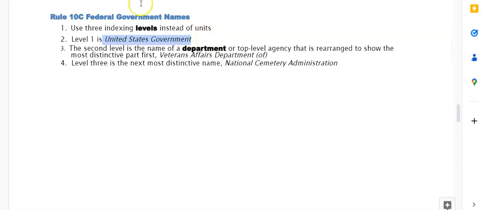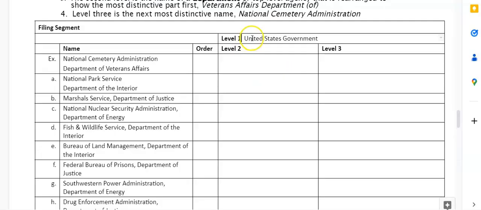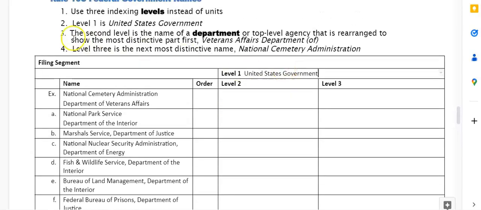The next level is the name of the department or top level agency. And then the next or third level would be the most distinctive name. And so let's take a look at some examples here. Okay, because there's a lot of information, I won't expect you to write out United States government as level 1. We're going to assume, because these are all federal government names, that level 1 is United States government.